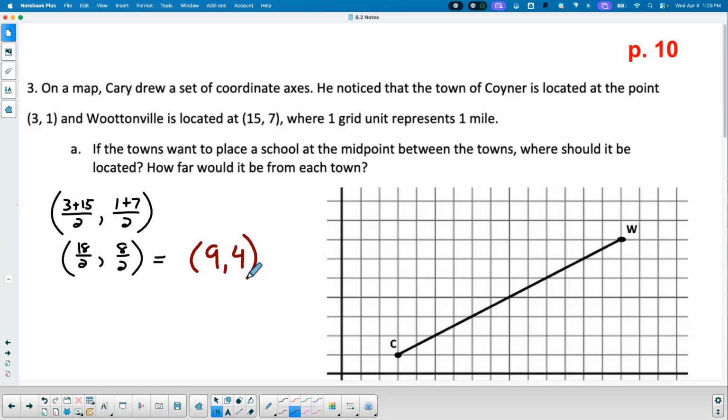1, 2, 3, 4, 5, 6, 7, 8, 9. 1, 2, 3, and 4. I would put the school right there. Agree with that? At the point 9, 4? Yep. All right.